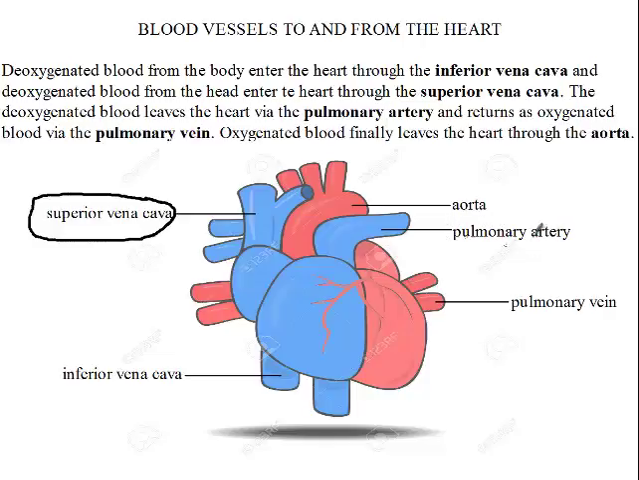The deoxygenated blood is pumped via the pulmonary artery towards the lungs. Once the blood is oxygenated, it will come to the pulmonary vein. So here I'll say these two will represent my number one. The blood will leave through the pulmonary artery. It will return via the pulmonary vein, and then it will leave via the aorta.